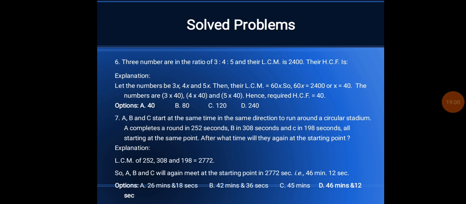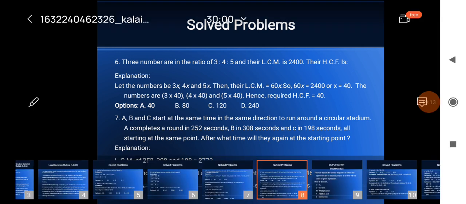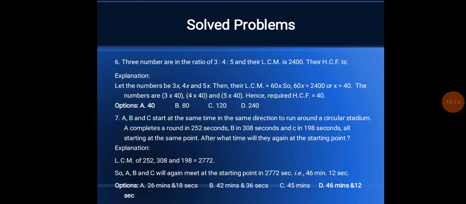2772 divided by 60, we get 46 minutes and 12 seconds. So after 46 minutes and 12 seconds, they will again meet at the starting point. Okay, so these are the examples of HCF and LCM of numbers. The first topic is over.